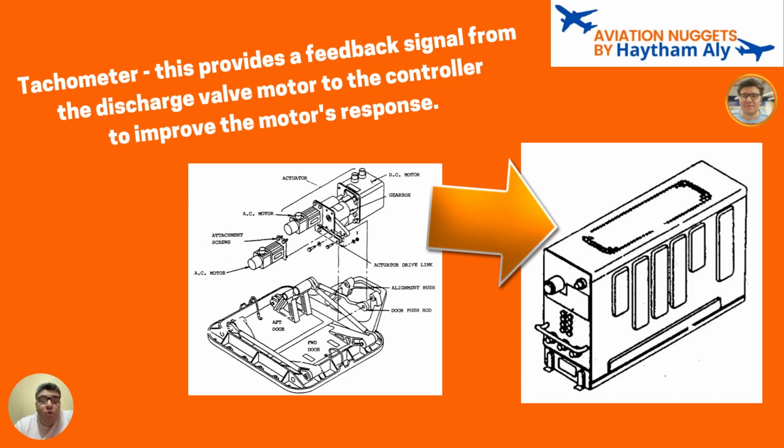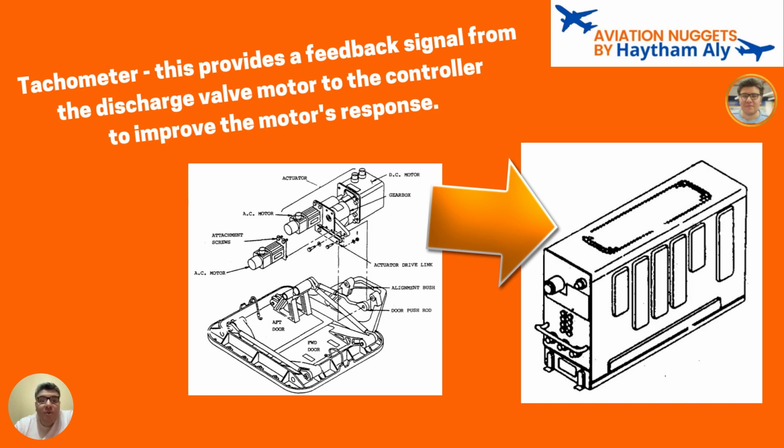For example, if the automatic control is operating the outflow valve, it will operate at a lower speed. But if the manual control is used, the pilot needs to close or open the outflow valve at a much higher speed. So the outflow valve may have a tachometer to give a feedback signal regarding the discharge valve motor operation to the controller.